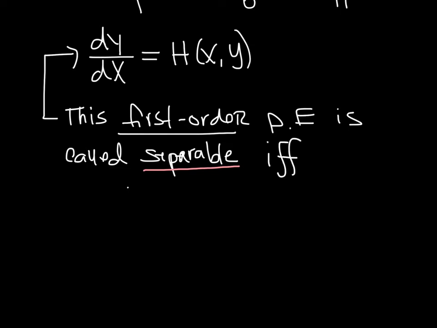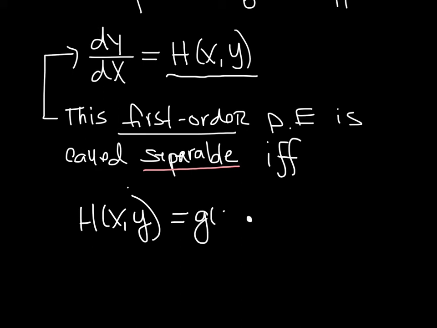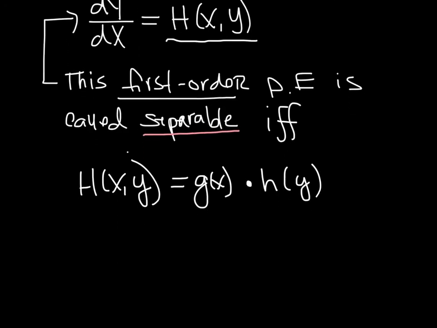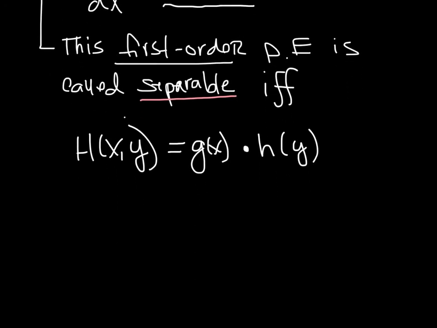if and only if, iff, it's just a nice shortcut us mathematicians like to use. So it is separable if and only if we can rewrite my h of x, y as a product, multiplication, of a function of x, so I'll just call it g of x, and maybe little h of y. Okay, so we have this. Now remember, h of x and y is the same thing as dy/dx as stated from above.